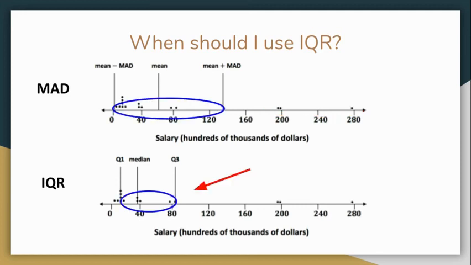The interquartile range is based off the median, which is a better measure of center when we have skewed data or data with a few extreme outliers. Notice how the interquartile range is based much more closely around the large clusters of data when compared to the mean absolute deviation. As a general rule, we want to measure variation in a dataset with the interquartile range when there are a few extreme outliers that would otherwise skew the mean.